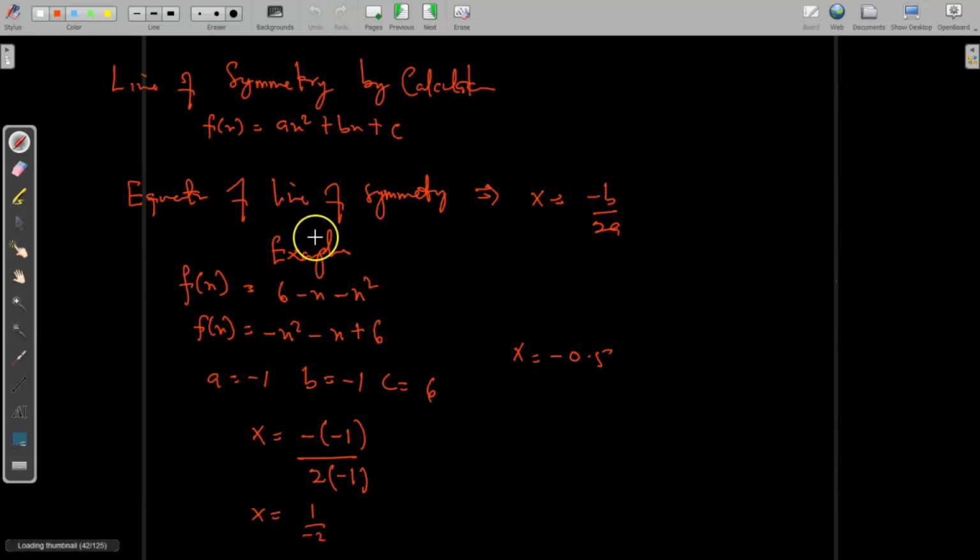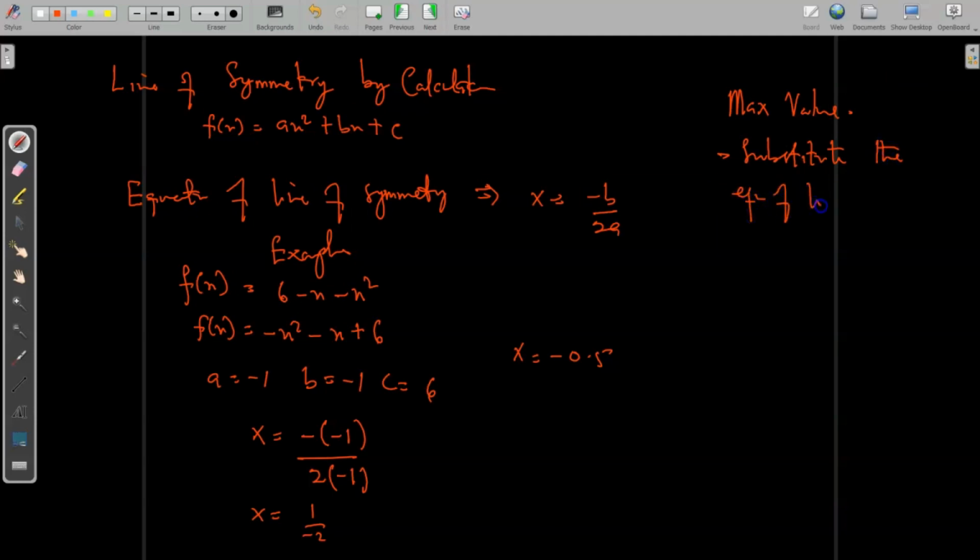Good. Now, after using calculation means to check whether you've had your answer right, how about determining the maximum or minimum value? Per our question, it is maximum value. So if I want to use calculation means to get the maximum value, all that you need to do is substitute the equation of line of symmetry into the function f of x.